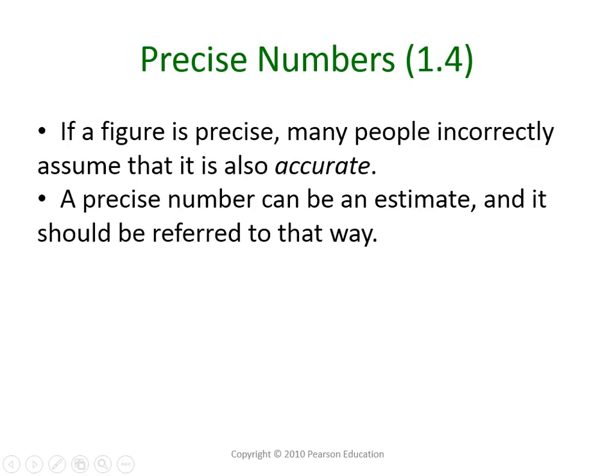Oh, precise numbers. If a figure is precise, many people incorrectly assume that it's also accurate. A precise number can be an estimate, and it should be referred to in that way. I will be picky about how much we round and how we round our answers, because how precise they are actually says something about the accuracy of the measurements.